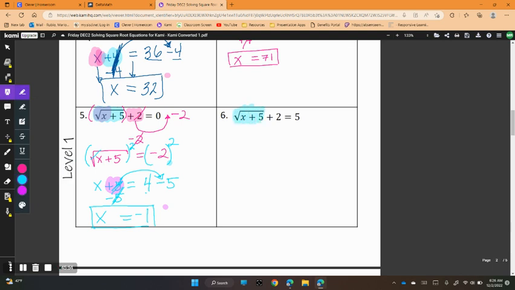Okay, what are we doing here? Before we do anything with this, we have to take this positive 2 and bring it to the other side of the equation. So I can subtract 2 from both sides. Those 2's cancel each other out. Bring down what's left, which is my square root of x plus 5. 5 minus 2 is 3. Okay. Now I'm ready to cancel this out.